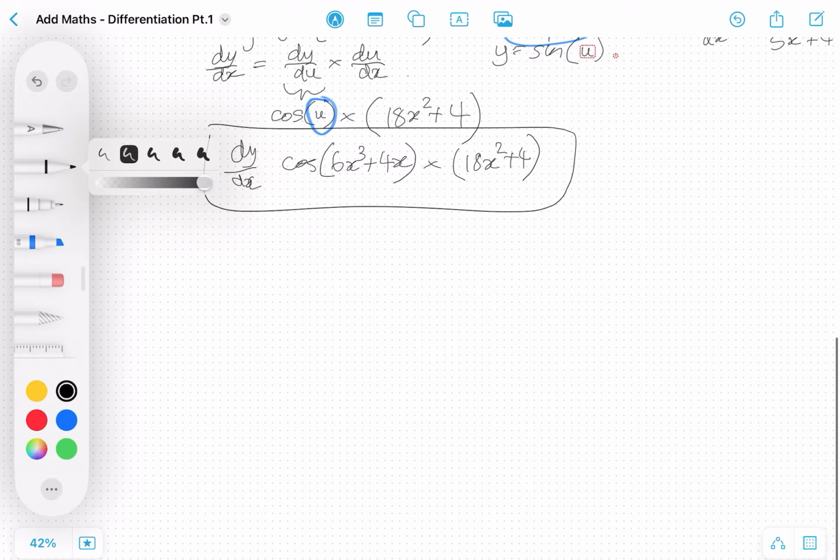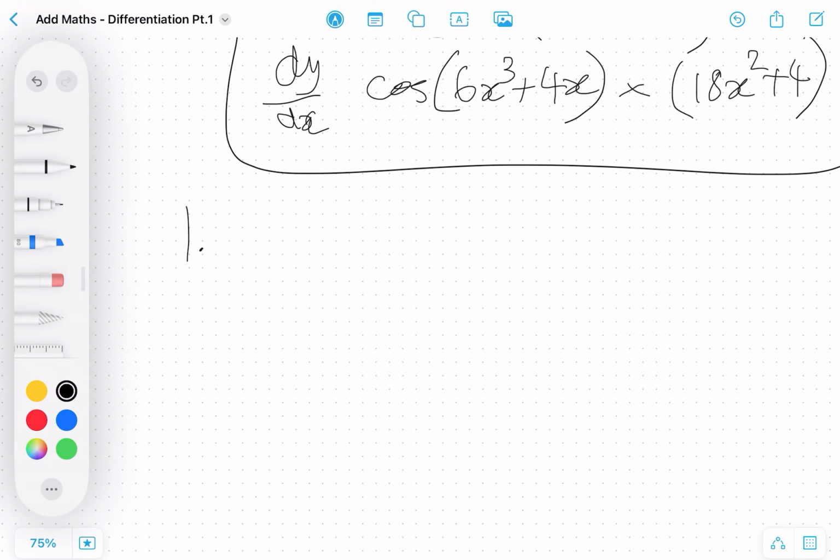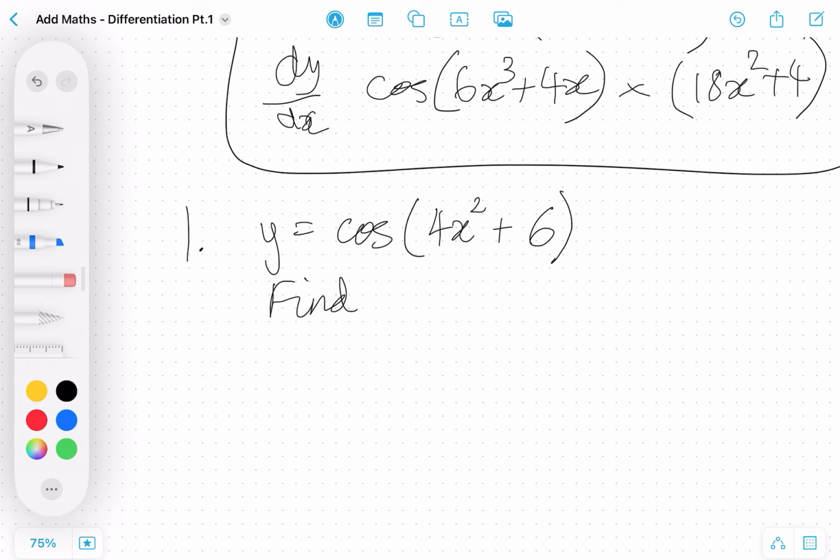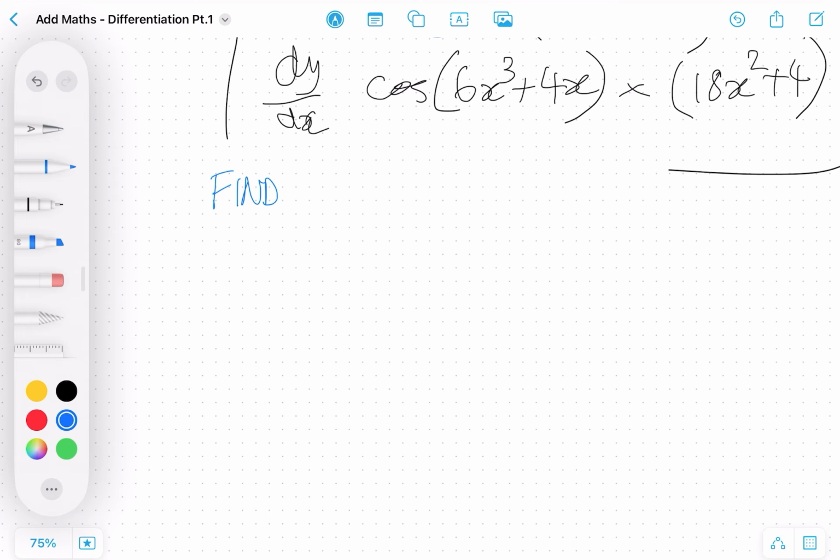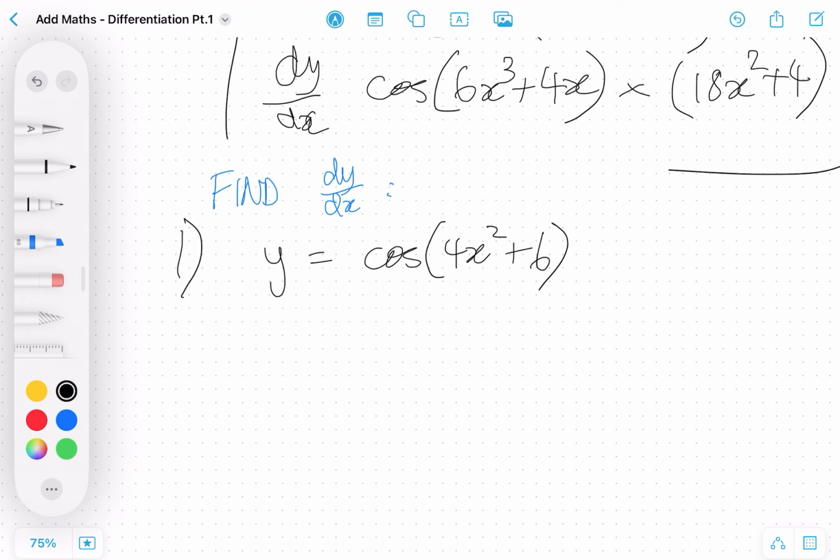So now here are some questions that I want you to try. The general question here is just to find dy by dx for each of the following. I want you guys to put your answers in the comments below. Number 1, if y is equal to cosine of 4x squared plus 6, find dy by dx.